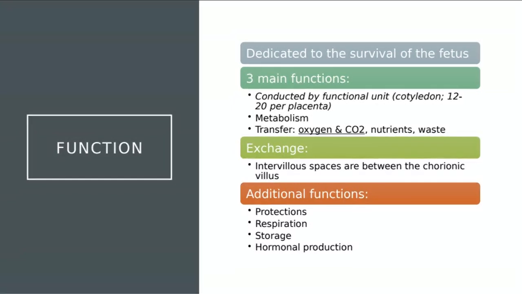It's also going to be responsible for respiration. So it's giving that baby oxygen so that baby can practice breathing in utero. Also storage, so nutrient storage is going to occur in the placenta, and hormonal production. So the placenta itself is producing hormones throughout the pregnancy. So it's keeping that kind of equilibrium between the mom and the baby.